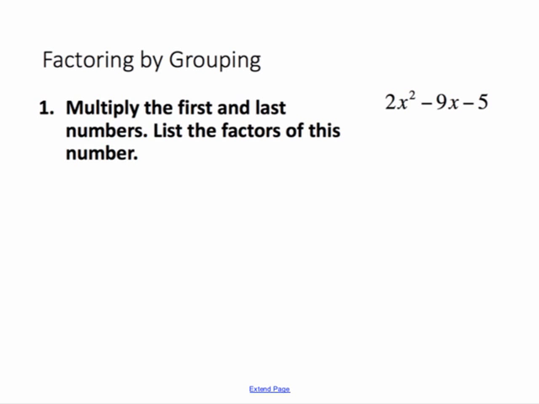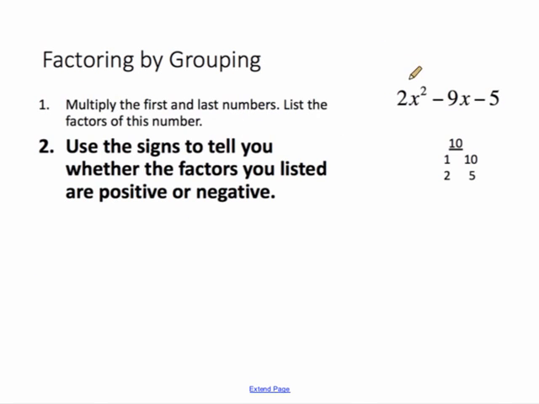So for step one, we're going to multiply the first and last numbers, so your A term and your C term. List the factors of this number. So for this one we have 2 times 5 gives us 10.